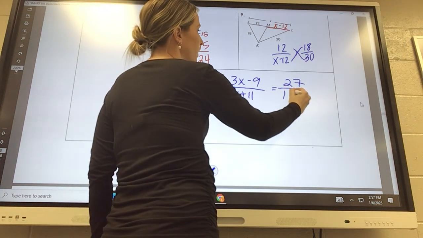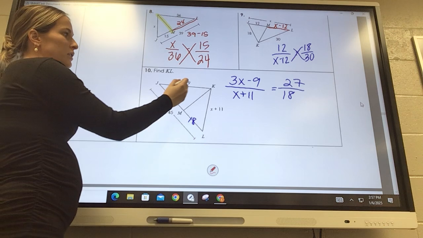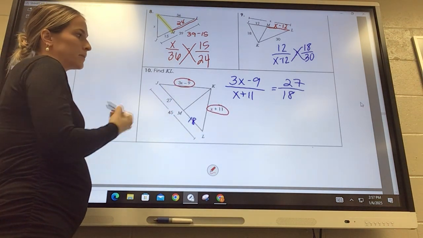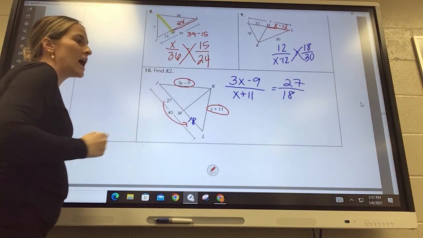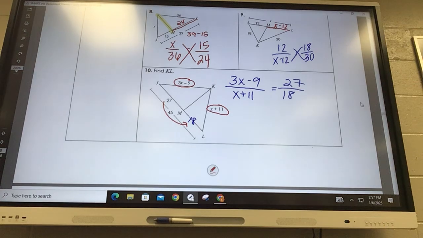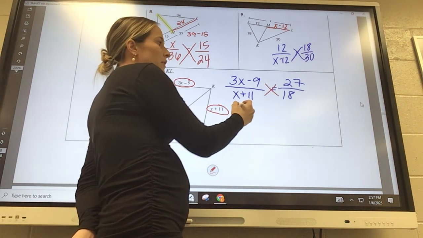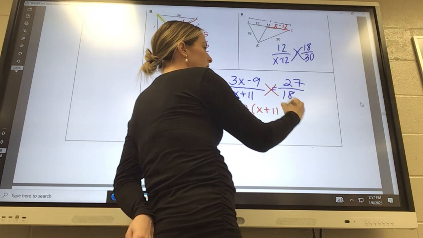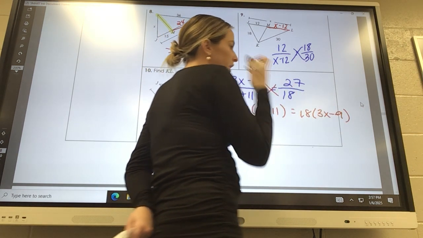Yep, that looks good. Okay, so what Carly did just to match up her proportion, she started with her side. So she did left side or top to right side or bottom. So then she did top to bottom for her other side as well. So top to bottom. As long as your pieces match, your order matches, you are good to go. So we are going to have to distribute twice here. But as long as whatever proportion you did, you ended up with 27 times x plus 11 and 18 times 3x minus 9, you were good.